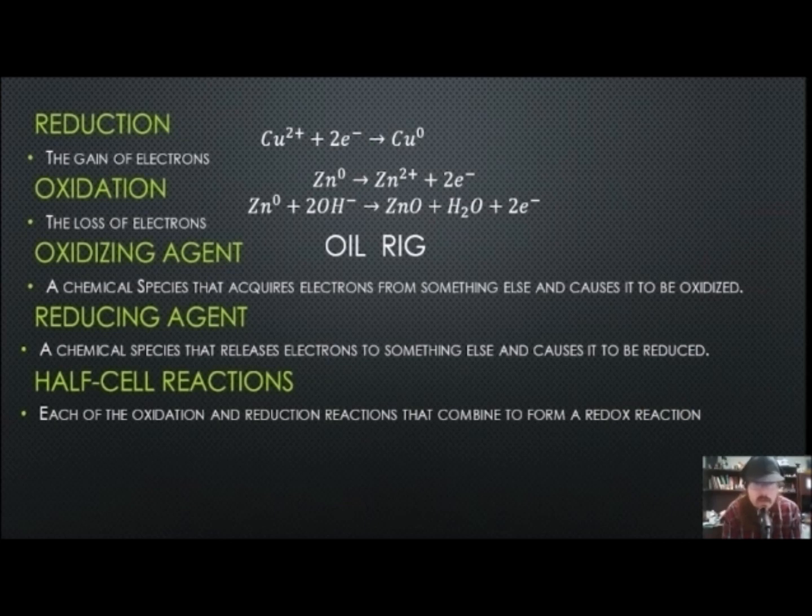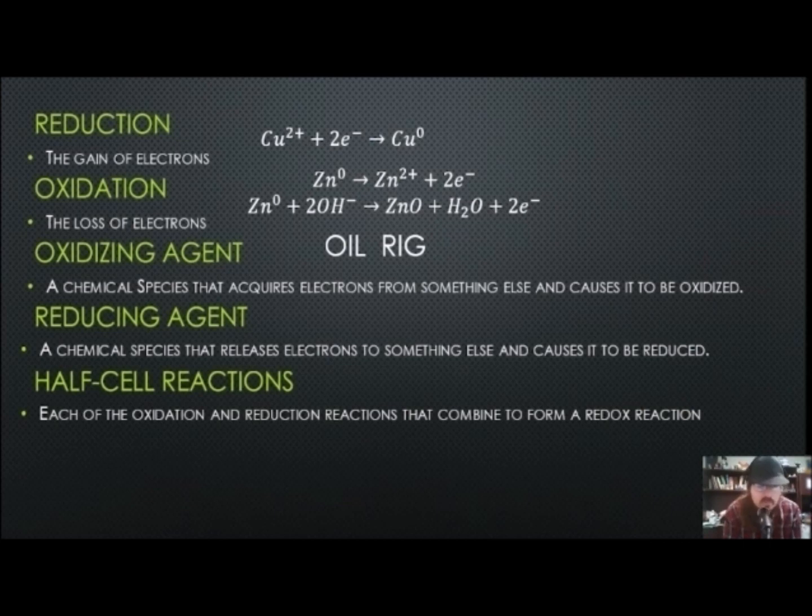Another way to understand oxidation is the gaining of oxygen. So in the case of our alkaline batteries, the zinc in the presence of hydroxide is gaining oxygen to form zinc 2+ and O2-. So zinc oxide in the presence of water.